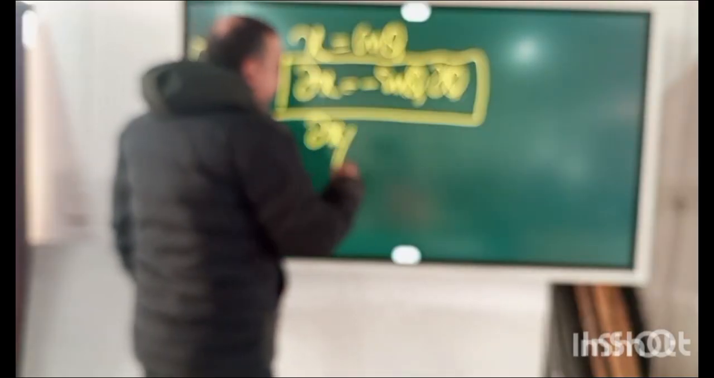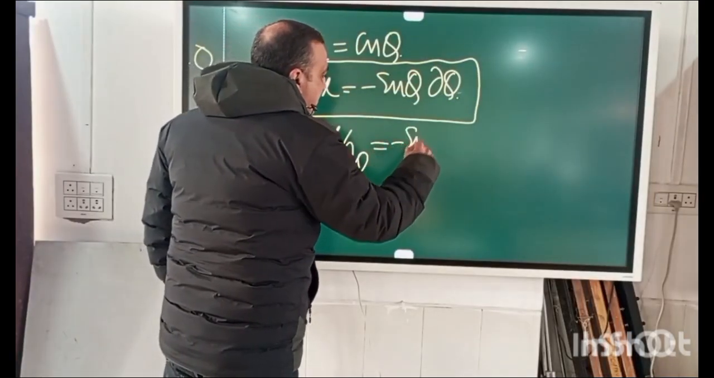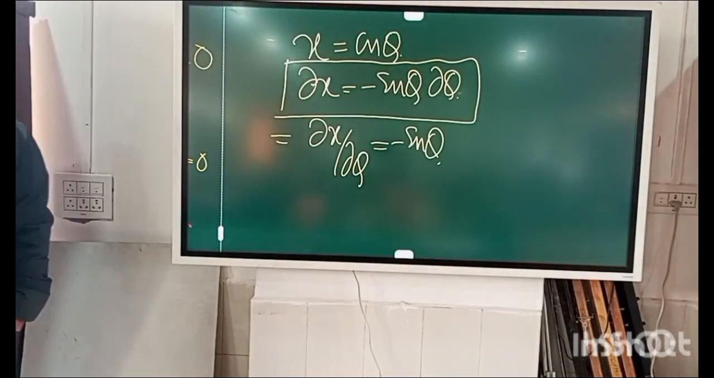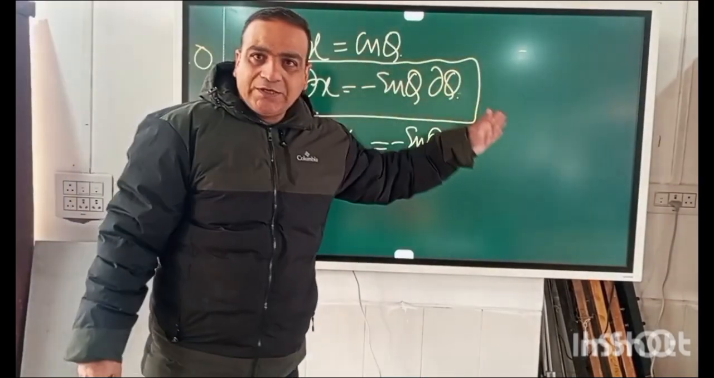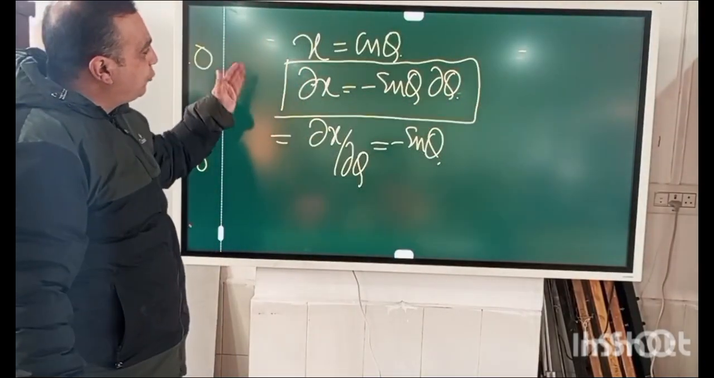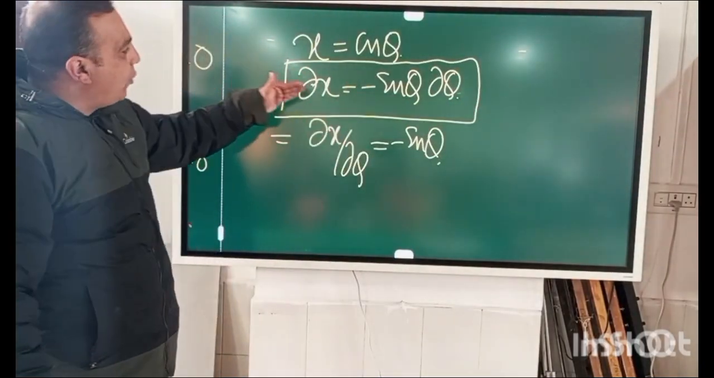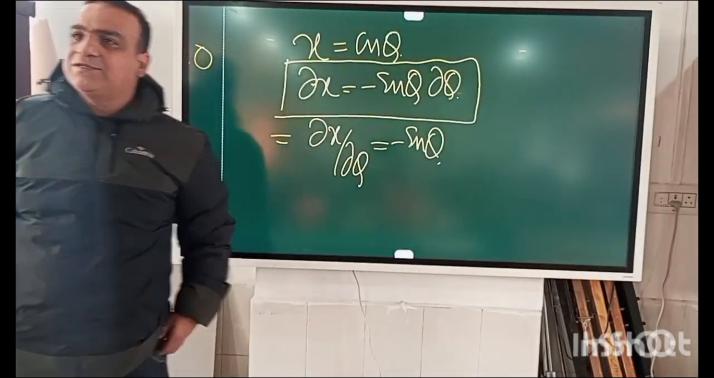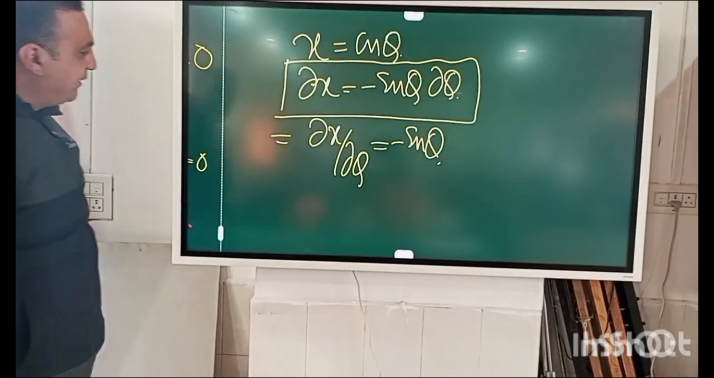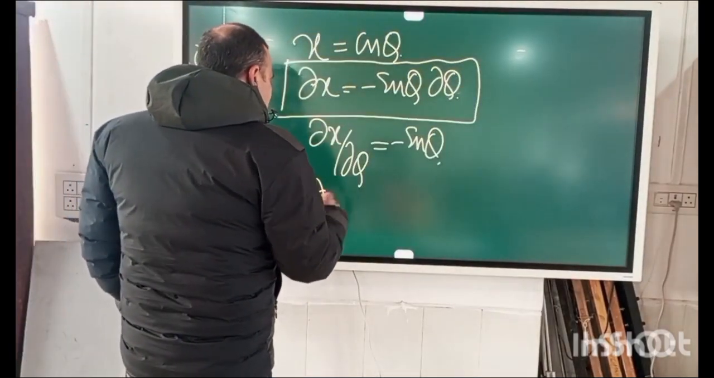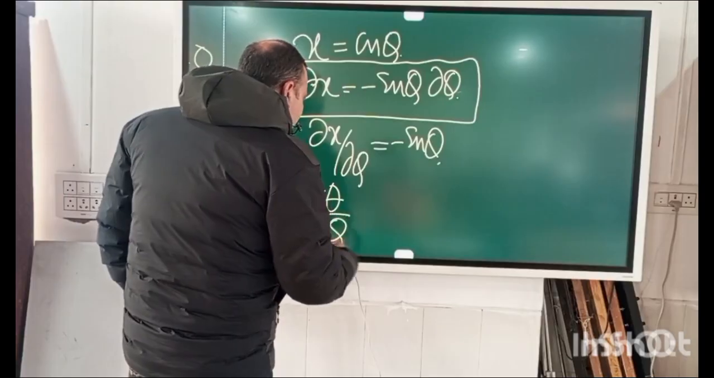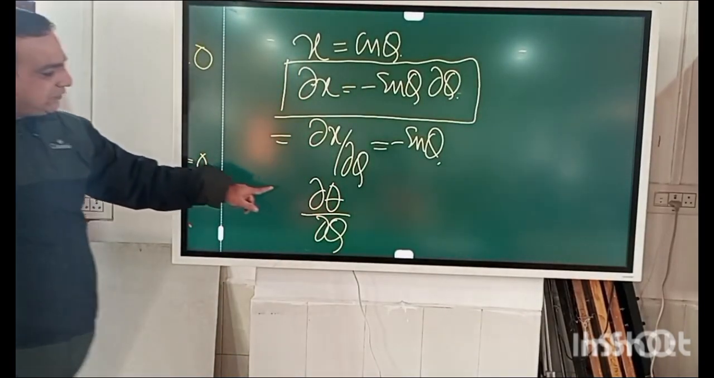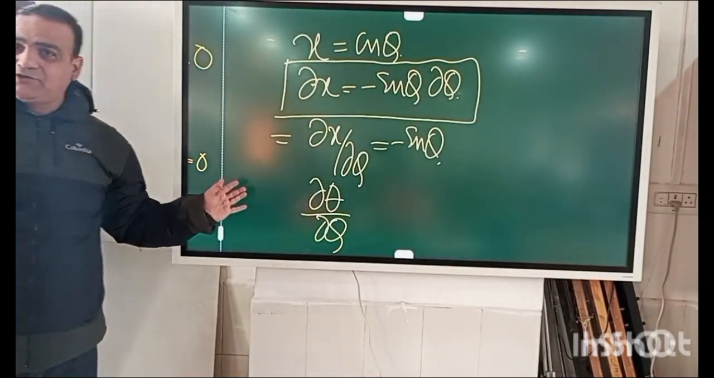What does it mean? It means dou x by dou theta is minus sine theta. I started with x equal to cos theta, took its derivative, and got dou x is minus sine theta dou theta. Then dou x by dou theta gives us minus sine theta. Now you can see this dou capital theta by dou small theta is in my original differential equation.